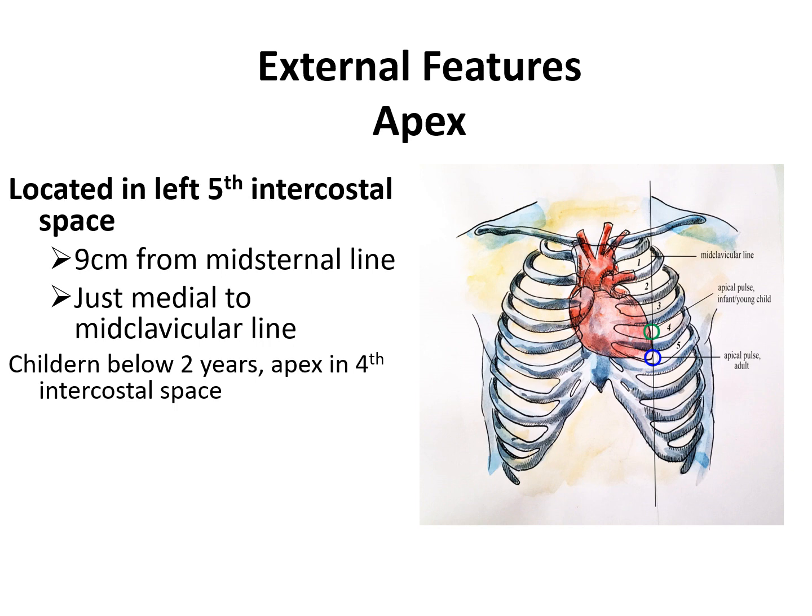Heart is located in 5th intercostal space on the left side in adults, while in children below 2 years of age, it may lie in the fourth intercostal space. In adults, the apex lies about 9 centimeters from the midsternal line in left fifth intercostal space, or it lies just medial to the midclavicular line in the same space.